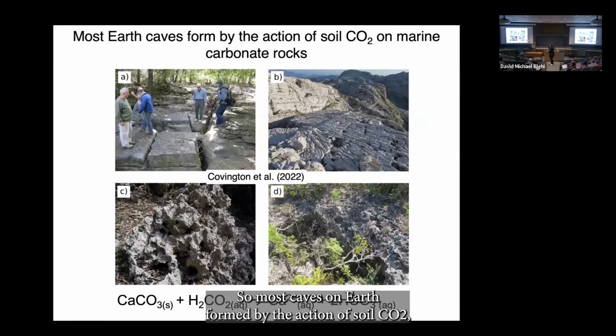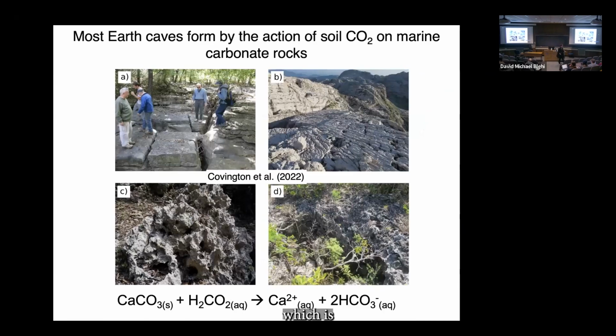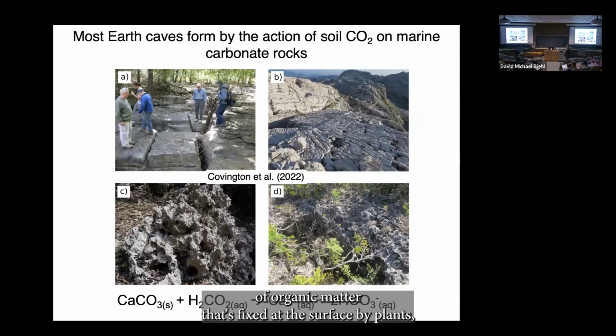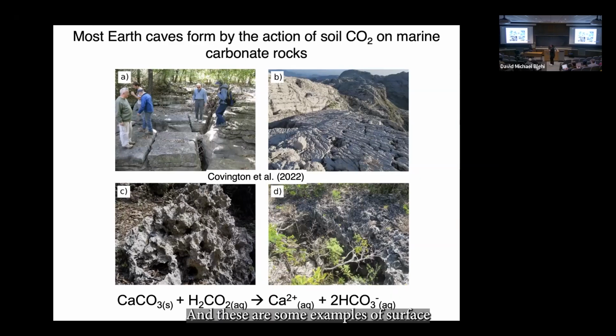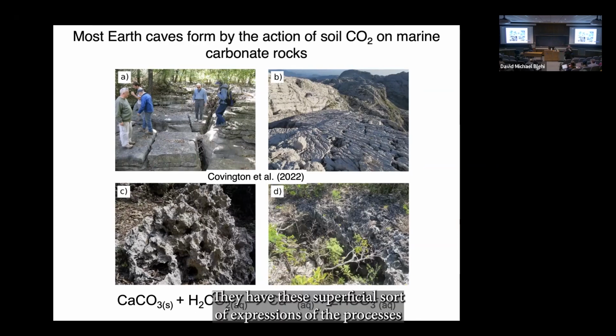Okay, so most caves on Earth form by the action of soil CO2, which is concentrated by decomposition of organic matter that's fixed at the surface by plants. And that CO2 percolates downward, dissolving carbonate as it goes. And these are some examples of surface landforms that result from that process. So these are typical Earth caves. They have these superficial expressions of the process that's forming the cave.